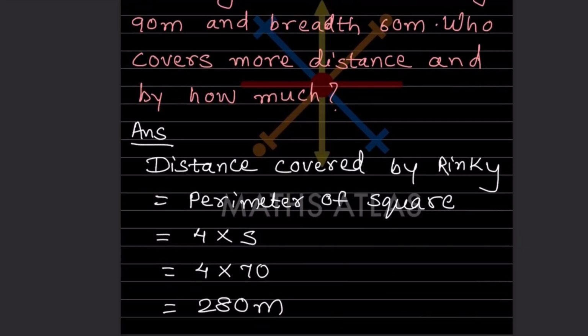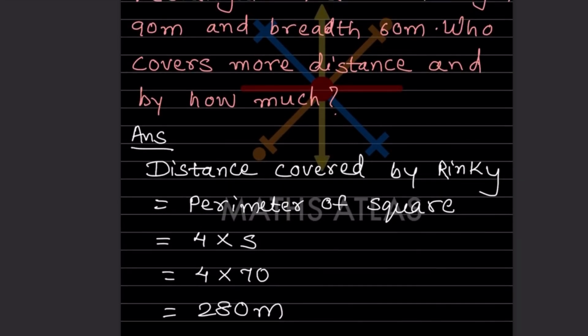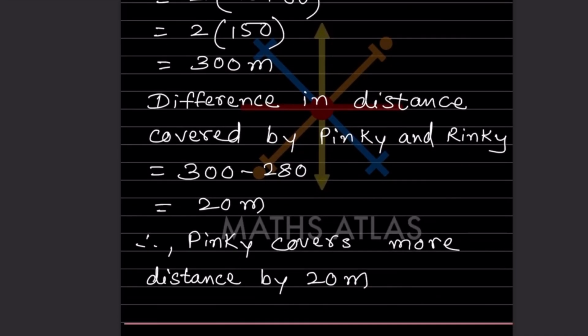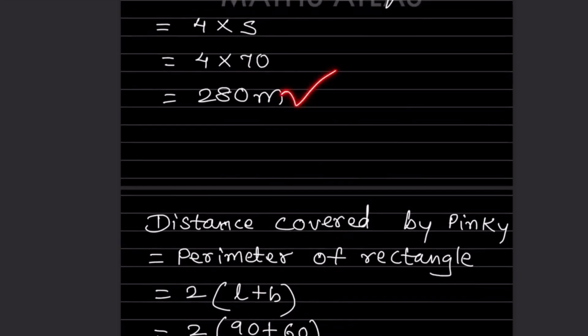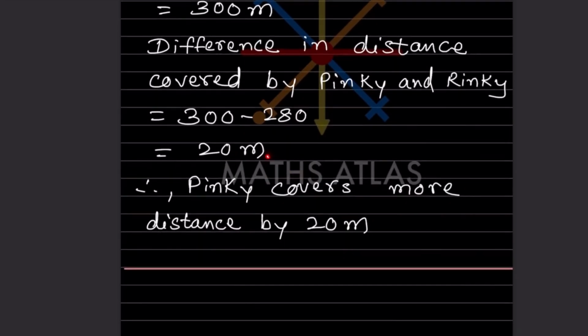So now they have asked, who covers more distance by how much? So you have to subtract that. That is what you are going to do. Difference. Difference means you have to subtract. Difference in distance covered by Pinky and Rinky, that is 300 minus, you already got your 300 minus this 280. So which is 20 meters. So in this word problem, Pinky covers more distance by 20 meters.